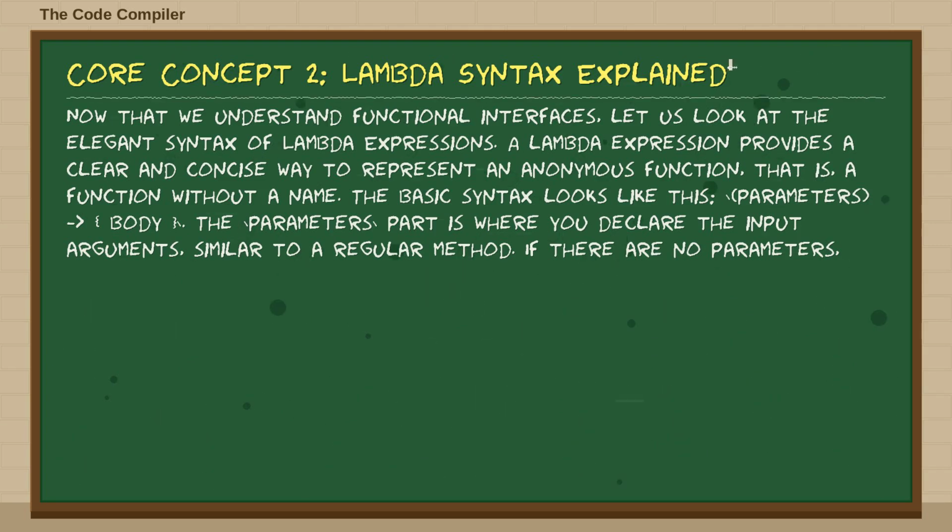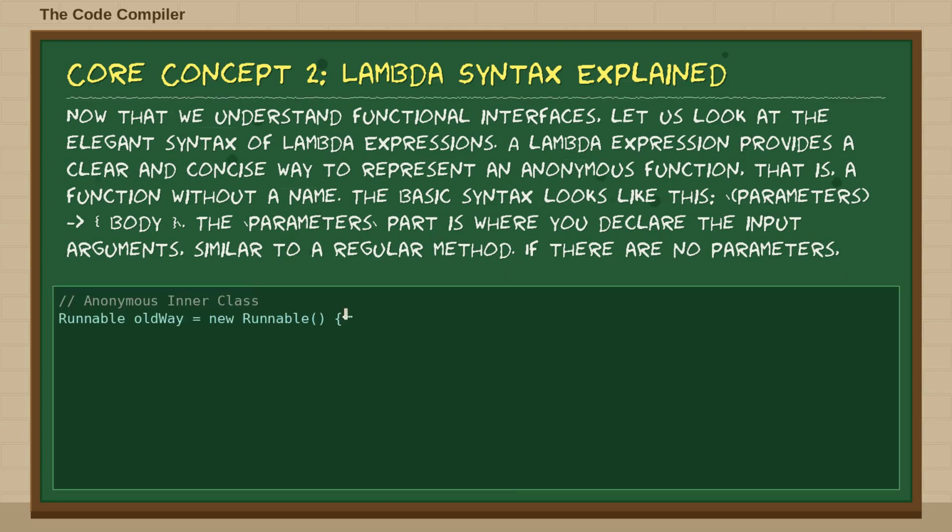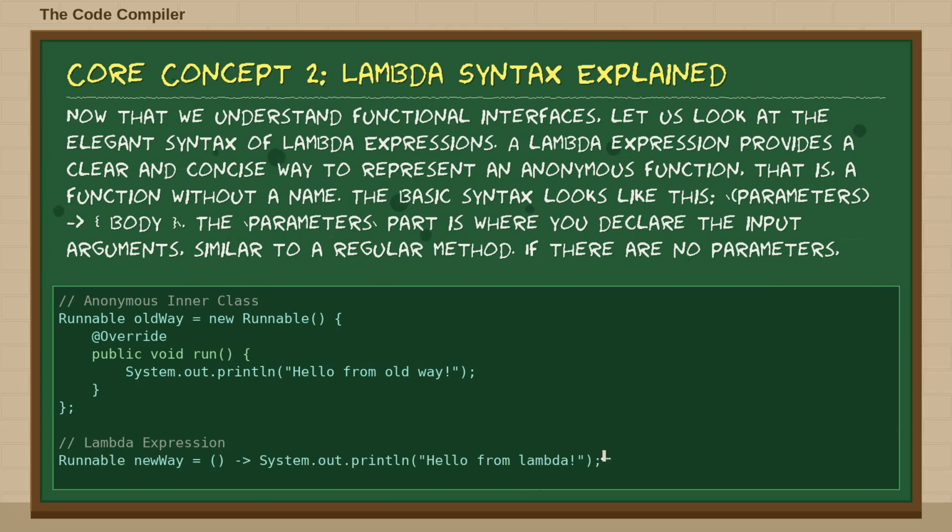The body part contains the actual code that the lambda expression executes. If the body has only one statement, you can omit the curly braces and the return keyword, as the result of that single statement is implicitly returned. This compact syntax is what makes lambdas so powerful for writing cleaner, more expressive code compared to traditional anonymous inner classes. It is all about making your code more readable and less verbose.